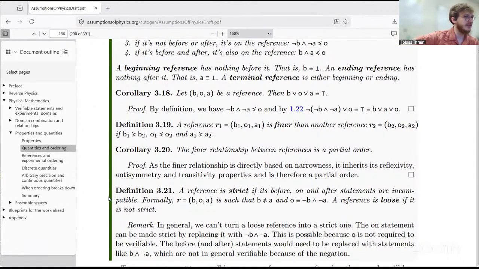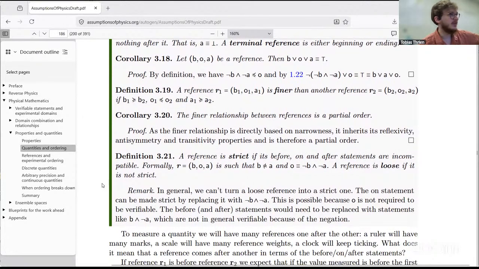Next definition: a reference R1 is finer than another reference R2 if the before is wider than the second one's before, the on is narrower, and the after is again wider. So basically, the left and right become wider and the center becomes thinner. Narrower.